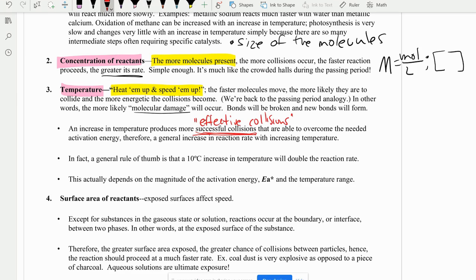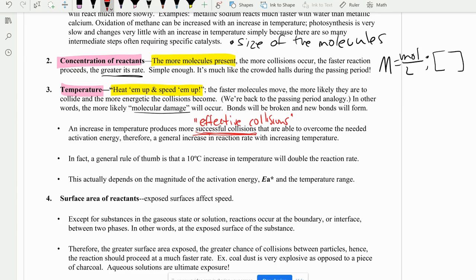And incorporate it into your vocabulary. Just do it, please. Okay, so if you increase the temperature, you're going to increase the likelihood of successful collisions that are able to overcome the needed activation energy.